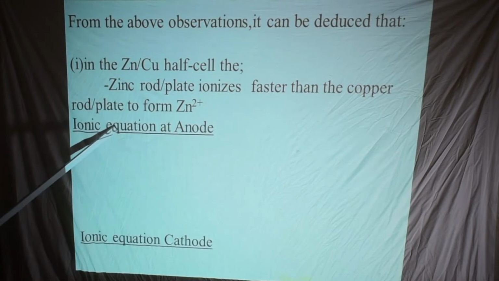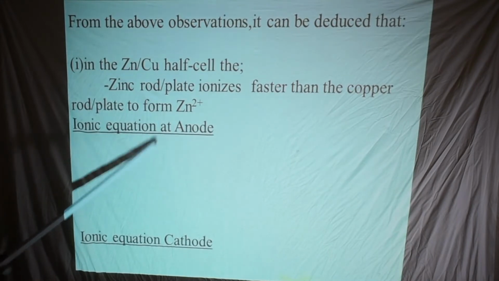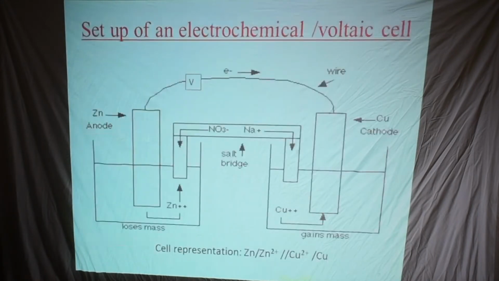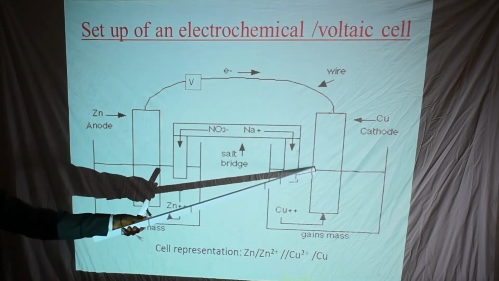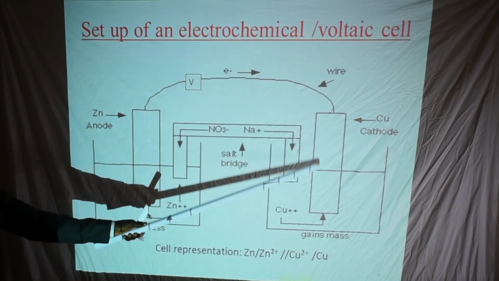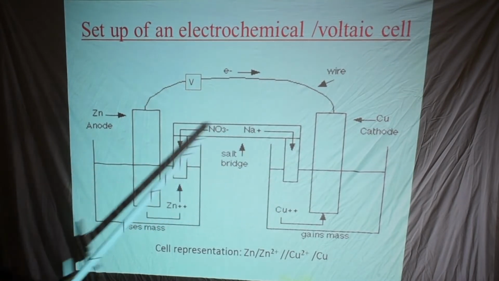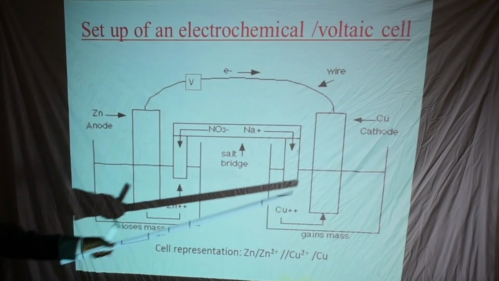Now, the ionic equation at the anode. Let's go back here. This is the anode. Anode is where we have generation of electrons. Since this one is more negative, it generates electrons, and it turns out to be the anode. The other one is receiving the electrons. It is more positive as compared to zinc. Therefore, it is the cathode.